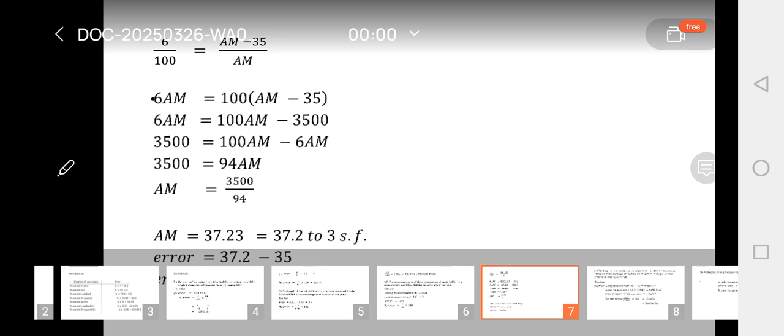So when you do cross multiplication, you now have 6 AM is equal to 100 bracket AM minus 35. And when you expand that, you have 6 AM is equal to 100 AM minus 3,500. And when you collect like terms, you have 3,500 is equal to 100 AM minus 6 AM. So 3,500 now is equal to 94 AM. Then AM now is equal to 3,500 divided by 94.